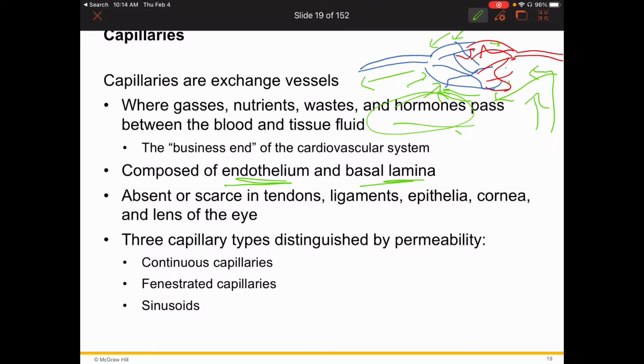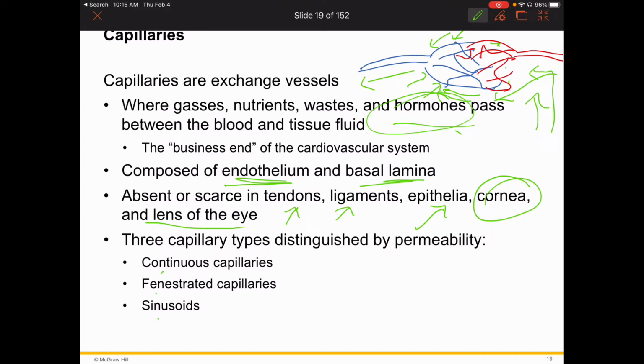Places you're not going to find them: they're not going to be in a lot of connective tissues like the tendons and the ligaments. They don't really go all the way to the epithelia because remember, those are barriers, right? The cornea of the eye, there's not a lot of living cells there to vascularize. That's the lens of the eye also as well. So three capillary types are going to be continuous, fenestrated, and sinusoid.